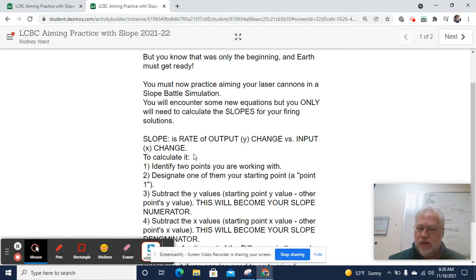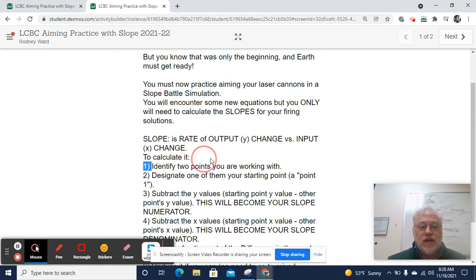You take 2 points, and I'm going to demonstrate this with an example. You find the change in the output and divide that by the change in the input. That means the output is the y and the input is the x. So how much does the y change divided by how much does the x change between 2 points?